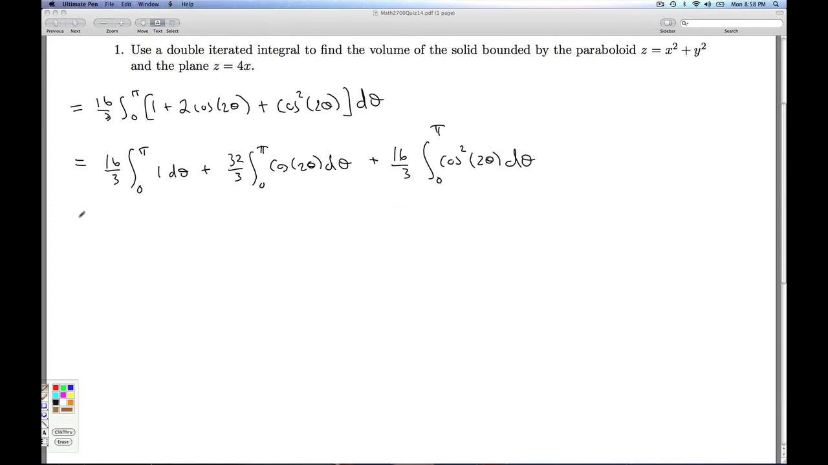Now the first integral we can do with amazing speed and accuracy. That's 16 pi over 3. The second one we can do with amazing speed and accuracy too, because cosine 2 theta has a period of pi, and I'm integrating a cosine function over an entire period. That's just going to zero out. So all that's left to reckon with is this last one, and we've got an even power of cosine. Use the power reduction formula once again. The half comes out, gives you 8 thirds, integral 0 to pi. What's left inside is 1 plus cosine 4 theta (double the angle).